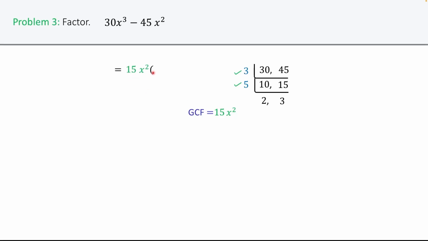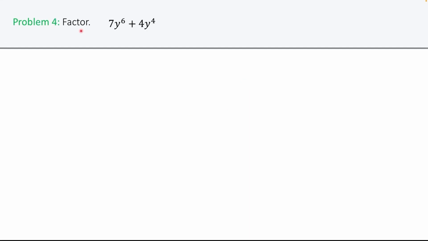Put parentheses. Now divide each term by 15x squared. 30 divided by 15 is 2. X cubed divided by x squared is x. Minus 45 divided by 15 is 3. X squared and x squared cancel out. You've factored the expression.